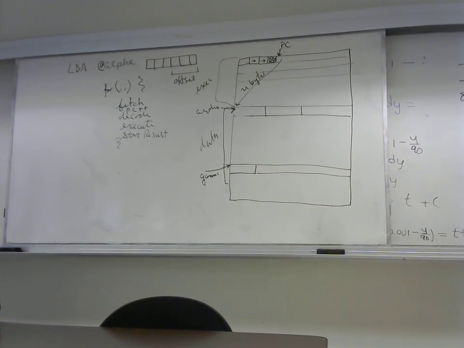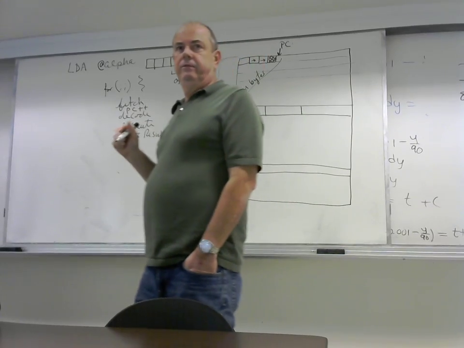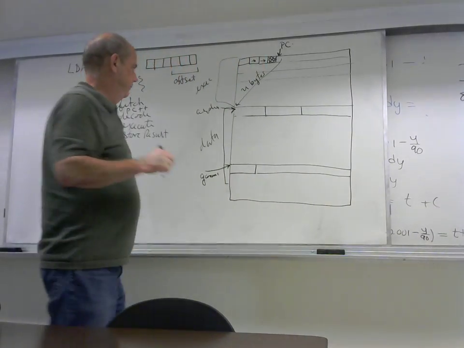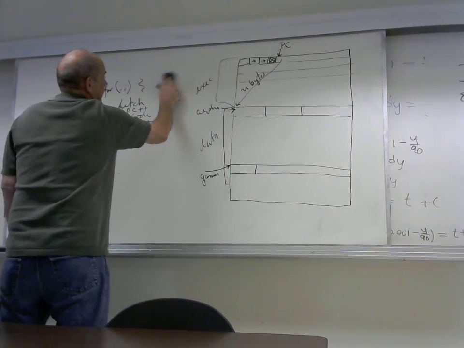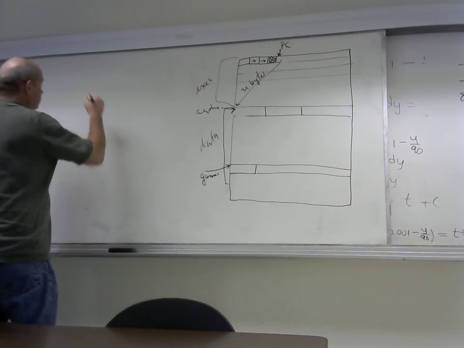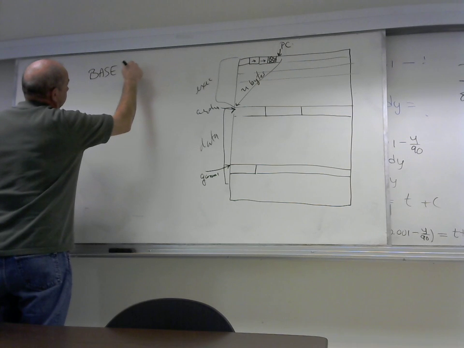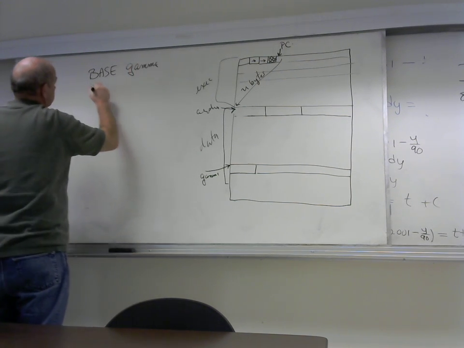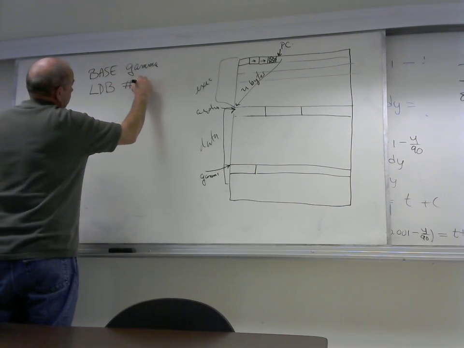Then the base mode. So first of all, it has to have been enabled. You must have a base directive in your program. So we might see something that looks like this. BASE gamma. LDB gamma.